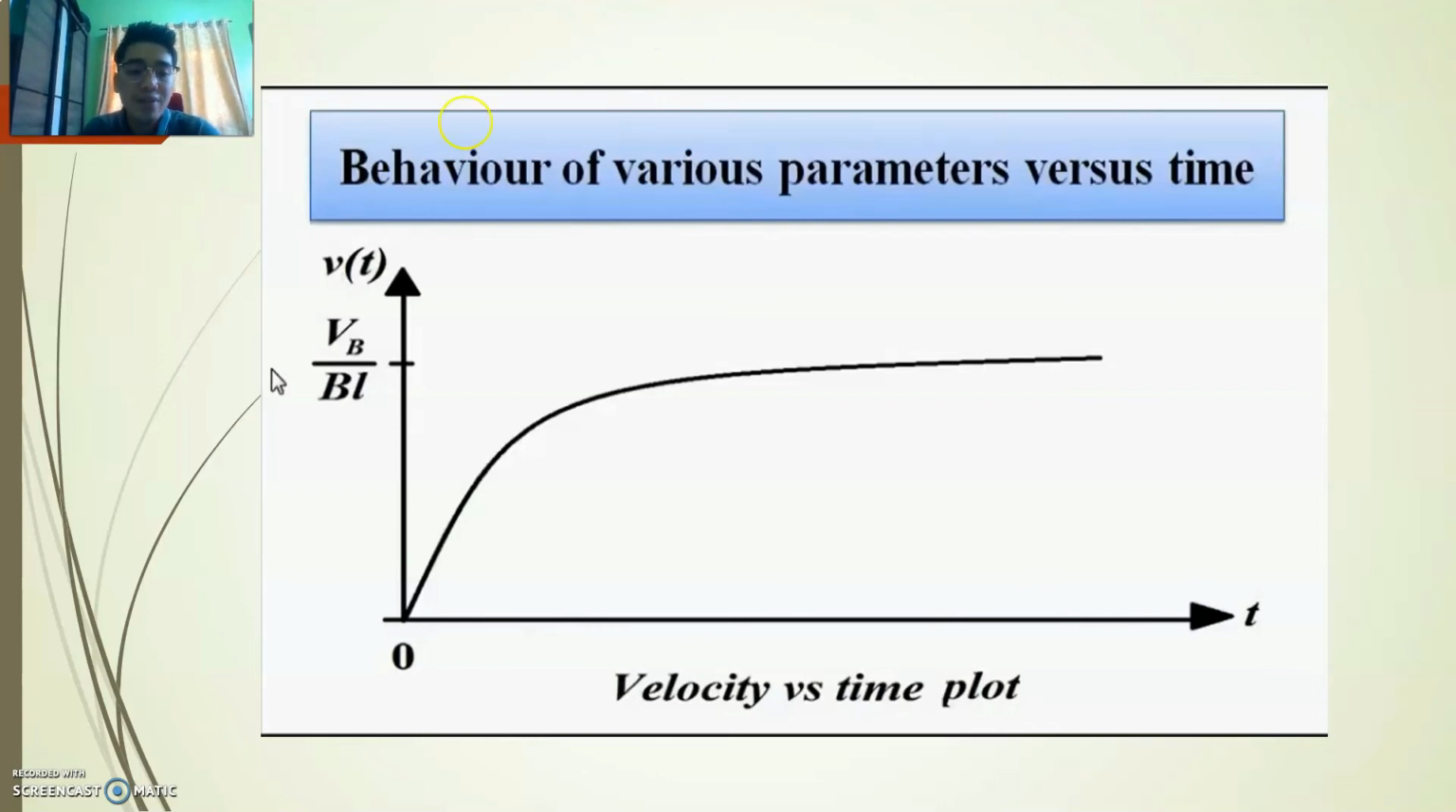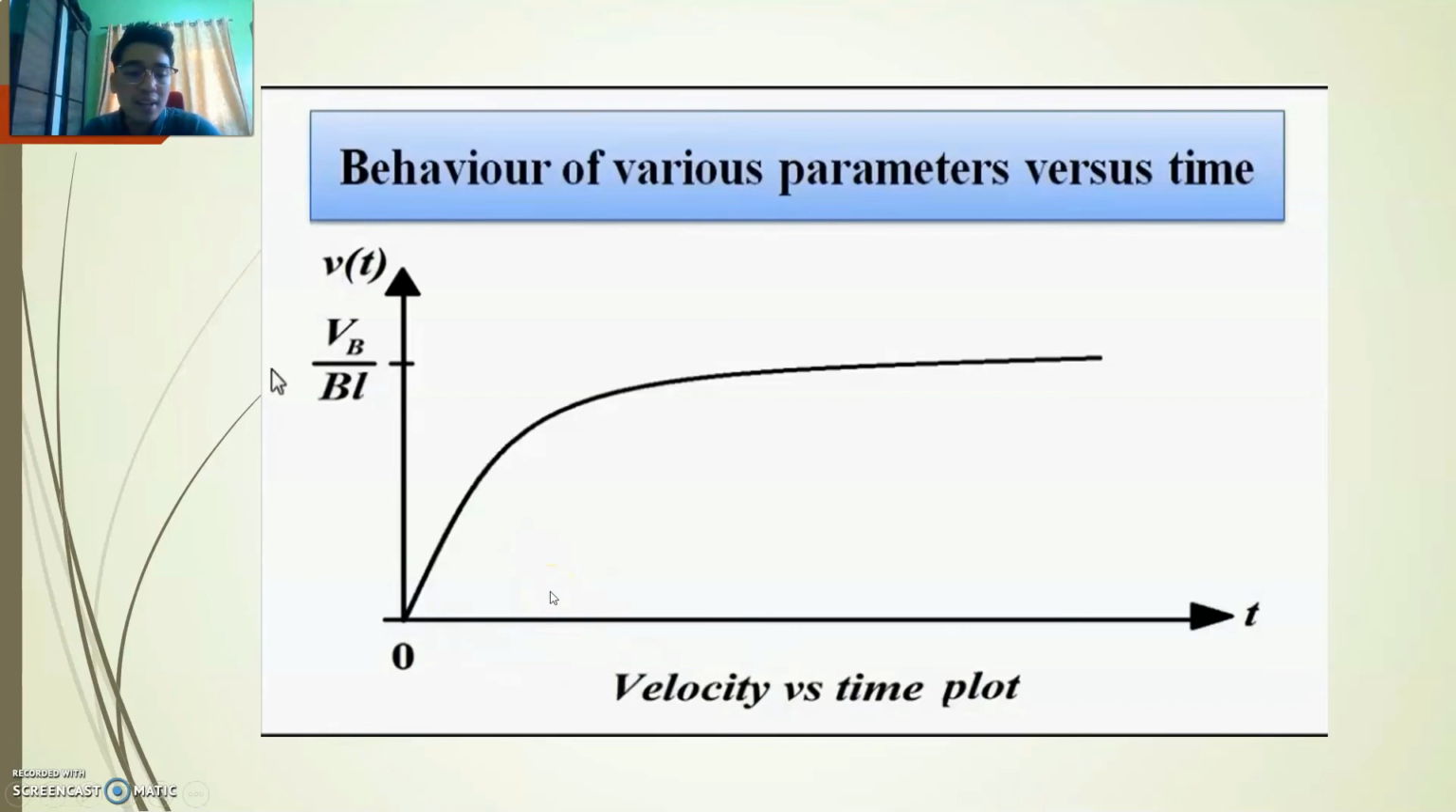So, there are various graphs associated with the various parameters with respect to time. First, this is the plot between velocity and time. Now, we know that initially the bar was at rest, so velocity was 0. So at t equal to 0, the velocity is 0, then it acquires steady state velocity.